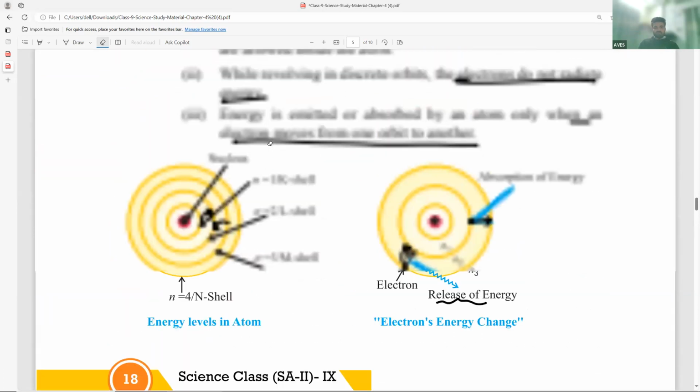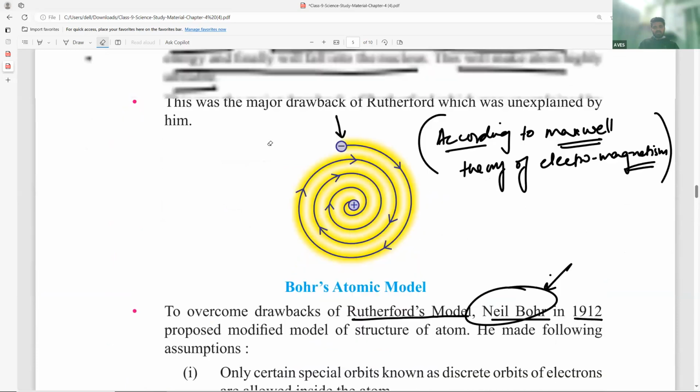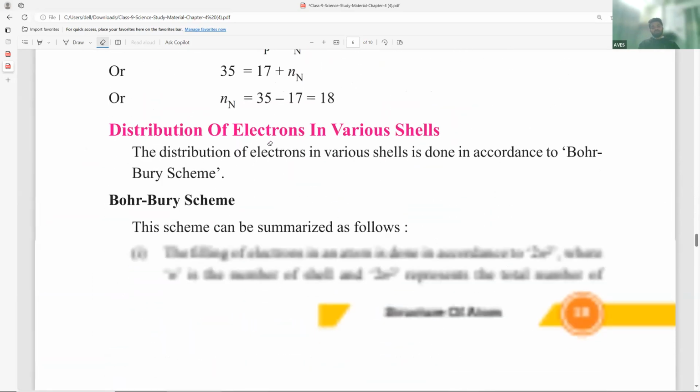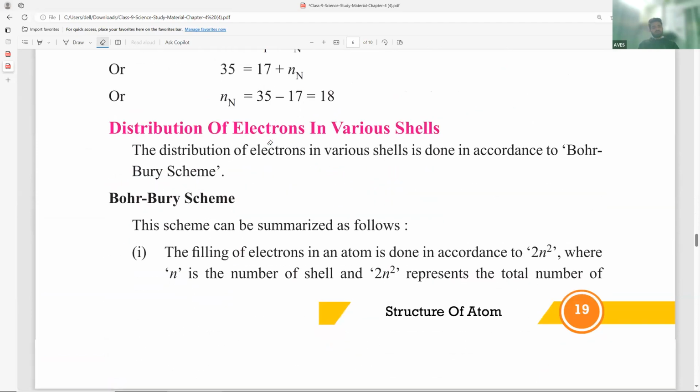Got it? He gave a way in which atoms are arranged, the electron distribution, called the Bohr-Bury scheme. According to him, electrons revolve around the nucleus, but there cannot be any number of electrons in a shell. There is a fixed number, given by 2n square, where n is the number of the shell.